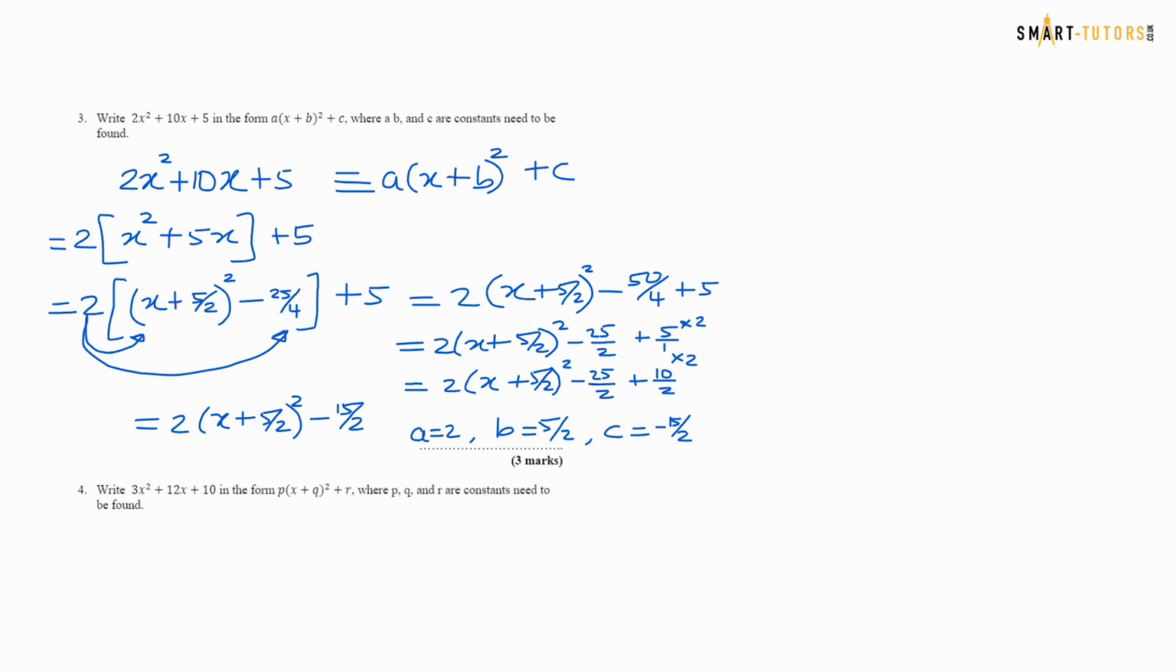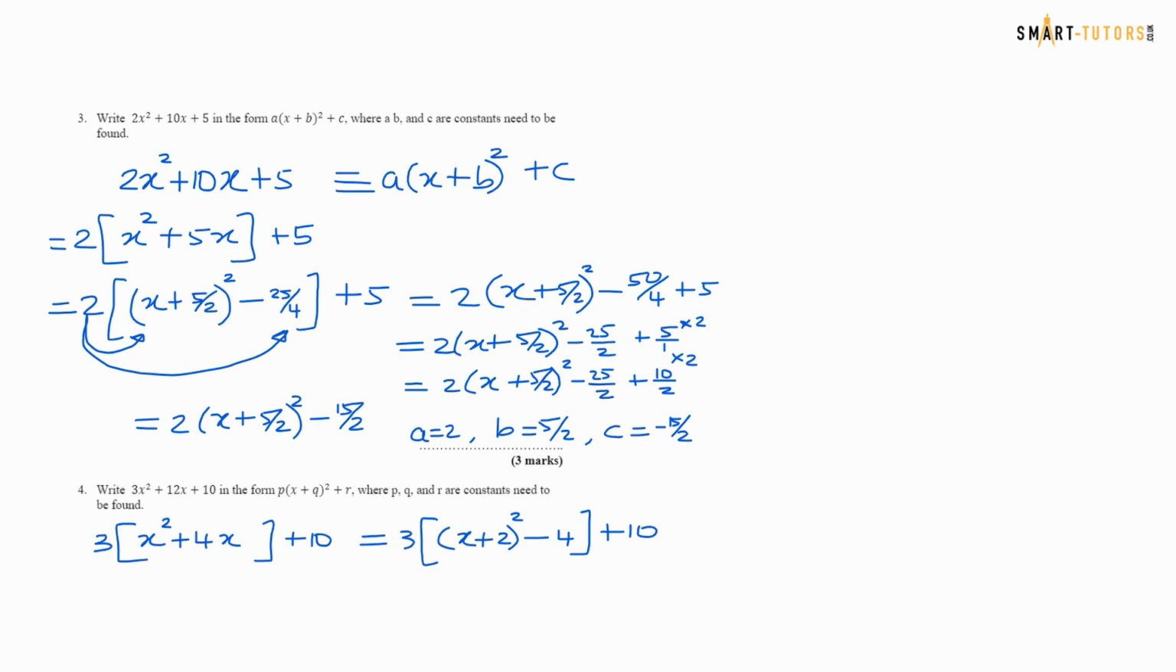Now the next question, number 4, the same method I'm going to continue. Take 3 out of the bracket, which is x squared plus 4x, bracket close, plus 10, which can be written as 3 out of the bracket (x plus 2) whole thing squared. Half of 4 is 2, 2 squared, and I'm going to take away, minus 4. The 2 squared needs to be taken away. Bracket close, and plus 10.